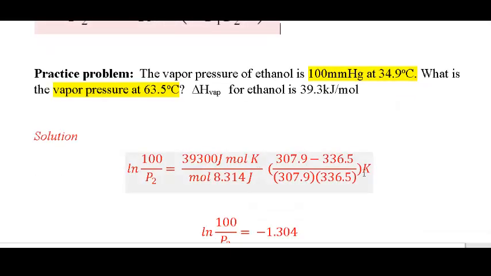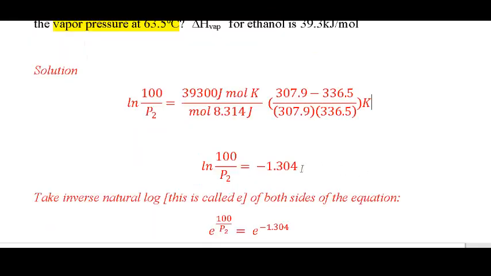The Kelvin cancels out with this Kelvin. The joules cancels out with this joule. The moles cancels out with this mole. So I don't have any units, which makes sense because you can't take the natural log of something and have it spit out units. So I computed all of this as one entity on my calculator. And you may want to check my calculations because sometimes I do make mistakes. As an answer for this whole thing, I got minus 1.304. And that has to equal the natural log of 100 over P2.